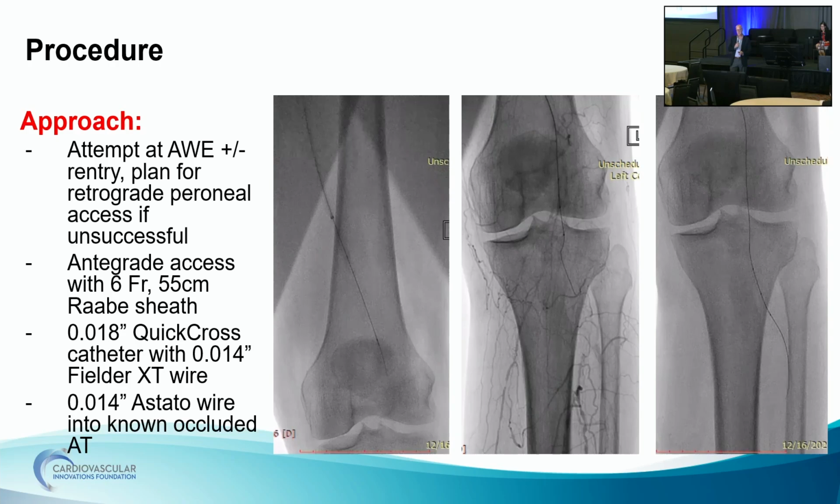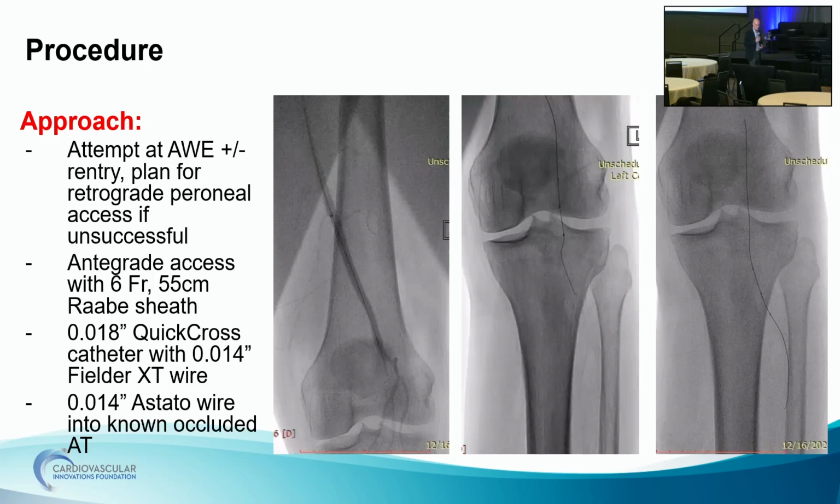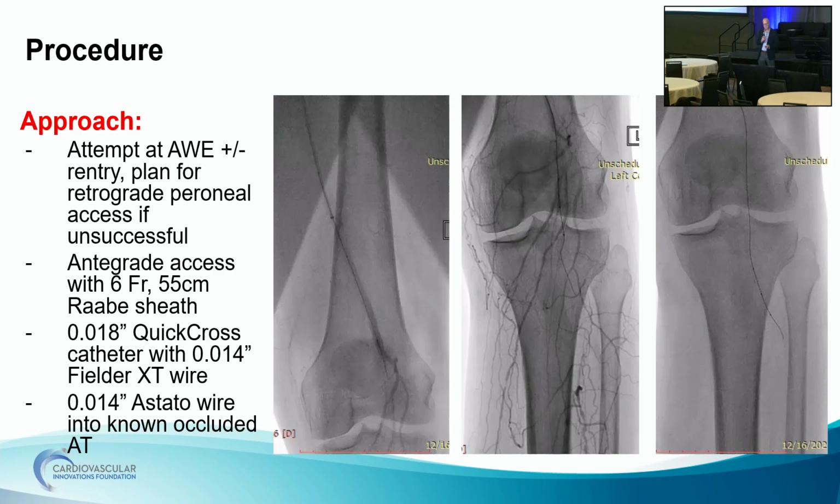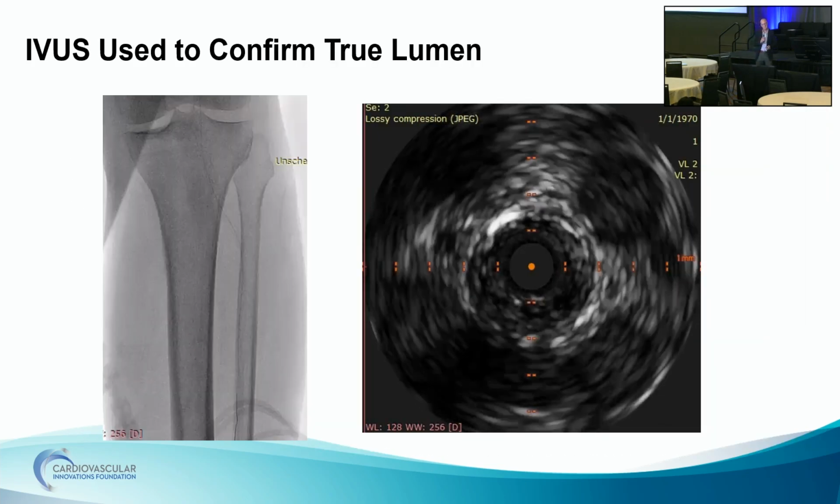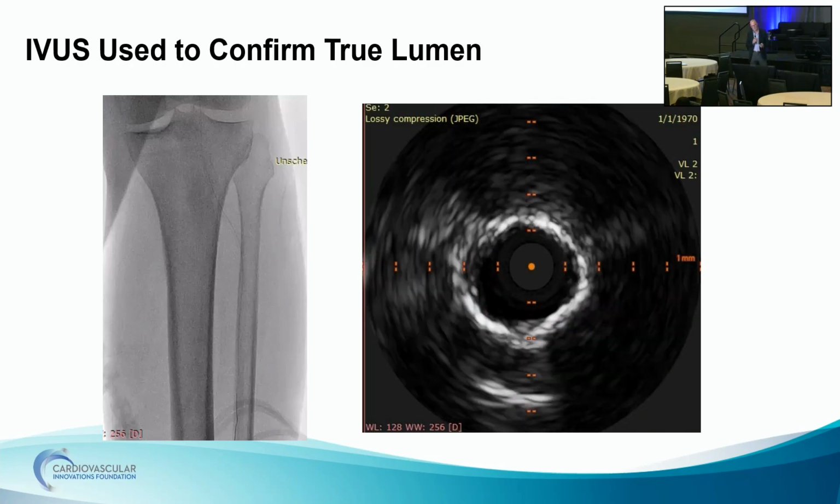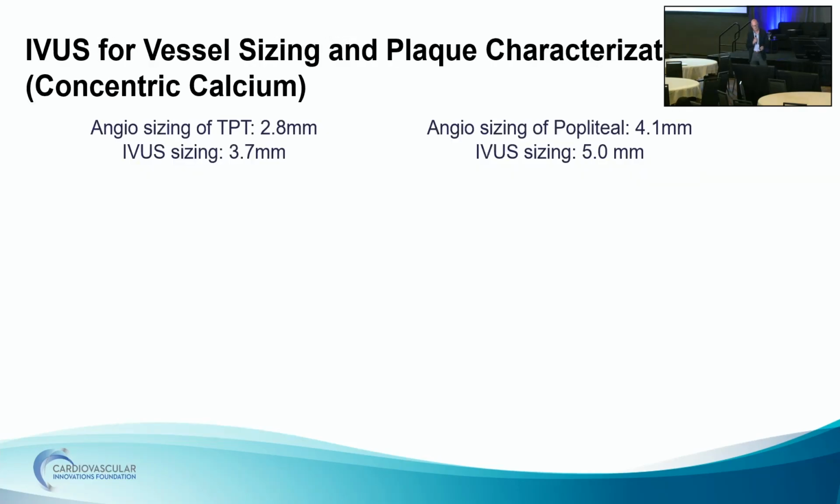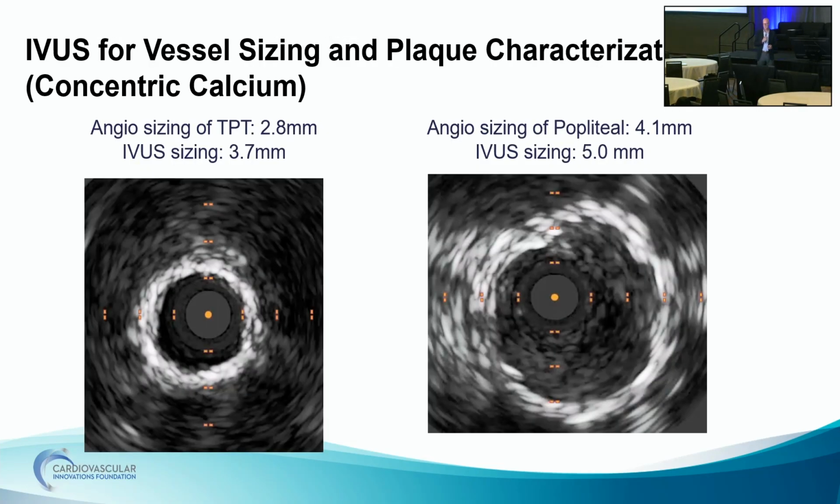So antegrade access was obtained with a 6 French 55 centimeter Raabe sheath, and then an .018 QuickCross was used as the microcatheter with an .018 Fielder XT and an .014 Astato. The Astato was placed, you can see on the far right panel, into the AT, which was occluded, and then using a parallel wire technique, after confirming we were in the true lumen using IVUS, placed a second wire, the Fielder, into the peroneal. That's just IVUS.